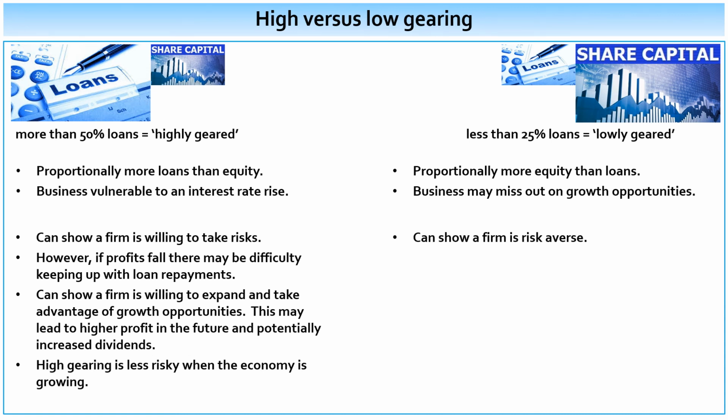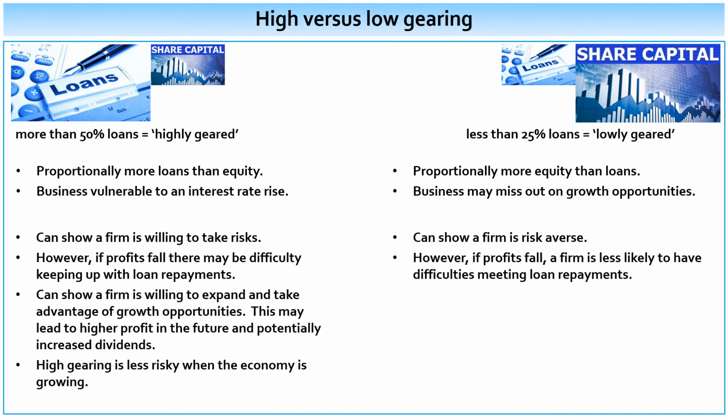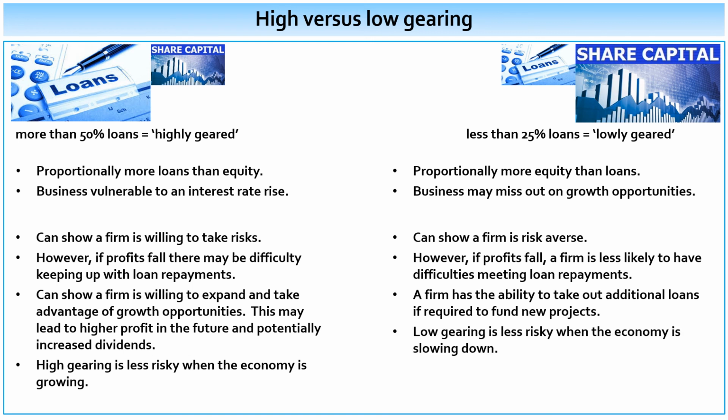A lowly geared firm may show that the firm is risk averse. However, if profits fall, the business is not going to have any problems, or less likely to have problems, meeting any loan repayments. A lowly geared firm always has the ability to take out additional loans if required to fund new projects. So lowly geared firms may be able to increase their gearing in order to take out money to fund new projects. Low gearing is less risky when the economy is slowing down or entering recession.